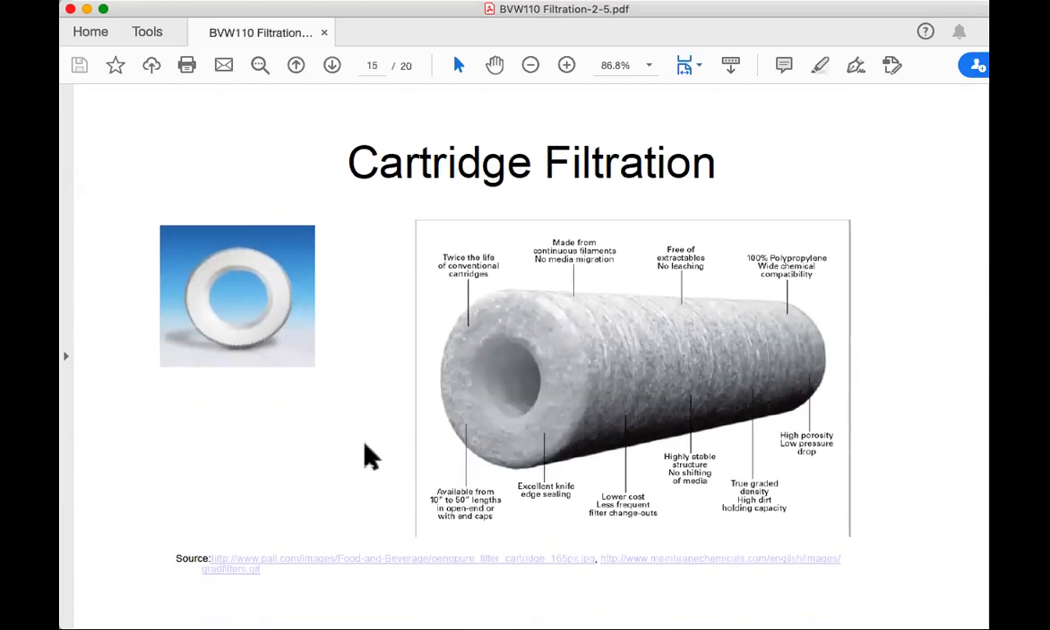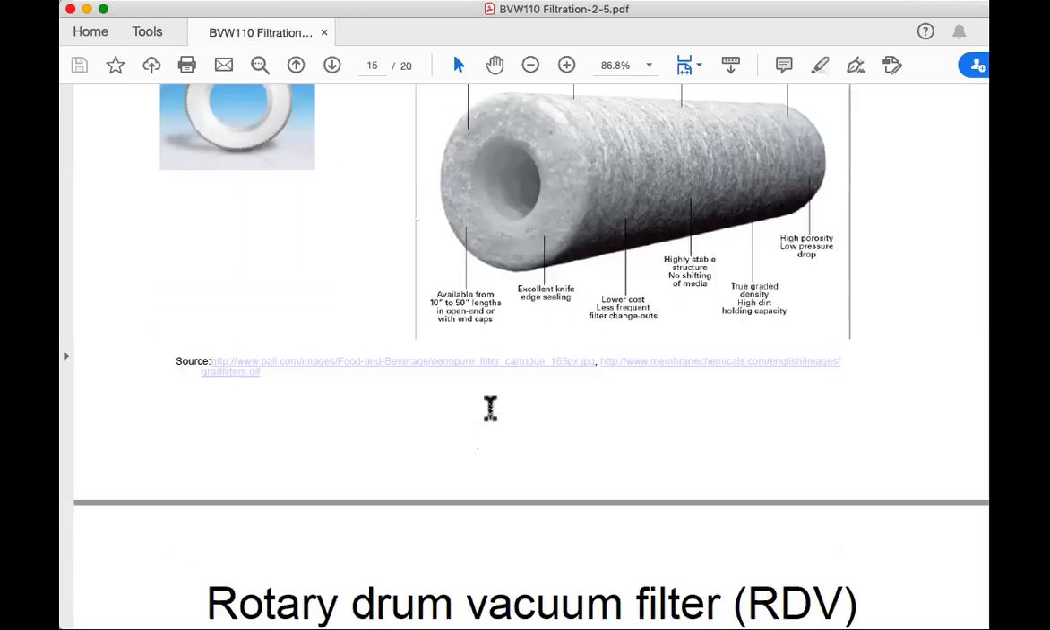Here's a cross section of what I was talking about before. So you can see there's a core, and the material is spun quite tightly in a complex fashion around, such that there's a huge number of pores contained within the cartridge.